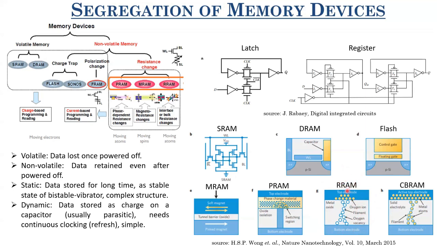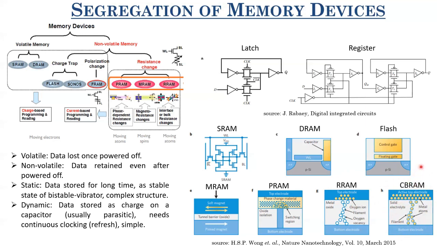Similarly, we have the conducting bridge RAM where you have a solid state electrolyte. So this is not an oxide, this is a solid state electrolyte. And you have a metal electrode, which is reactive with this solid state electrolyte. At the interface, there is a redox reaction taking place, which leads to the generation of metal ions. And these metal ions can drift through this solid state electrolyte. So based on the polarity, this doesn't require forming. This is based on redox reaction, this doesn't require forming.